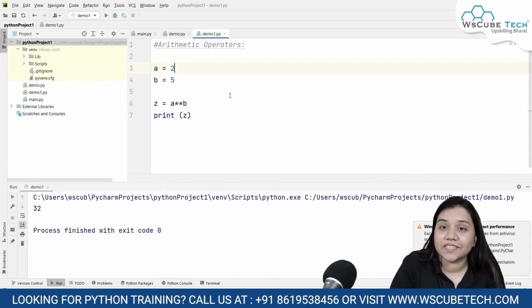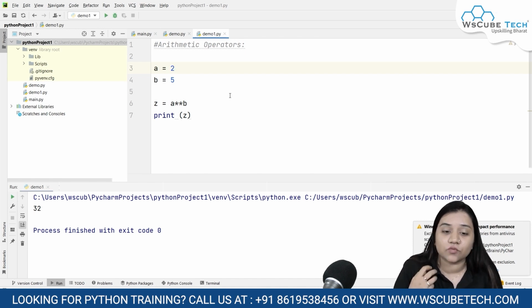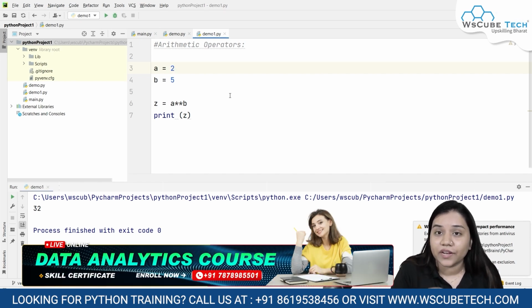Similarly, next we will be considering the case of modulus. Now what is modulus over here? Modulus gives us the remainder of a number. When a number is divided by another number, whatever remainder comes, that is what modulus gives us. Modulus doesn't give us the value in decimal, it gives us a rounded value. So let's have a look at how it works.